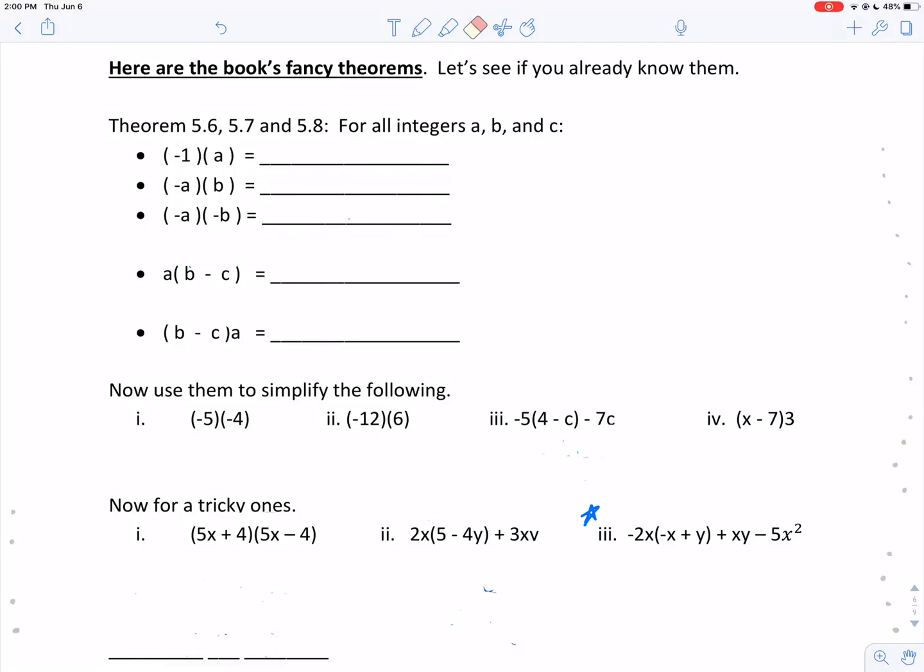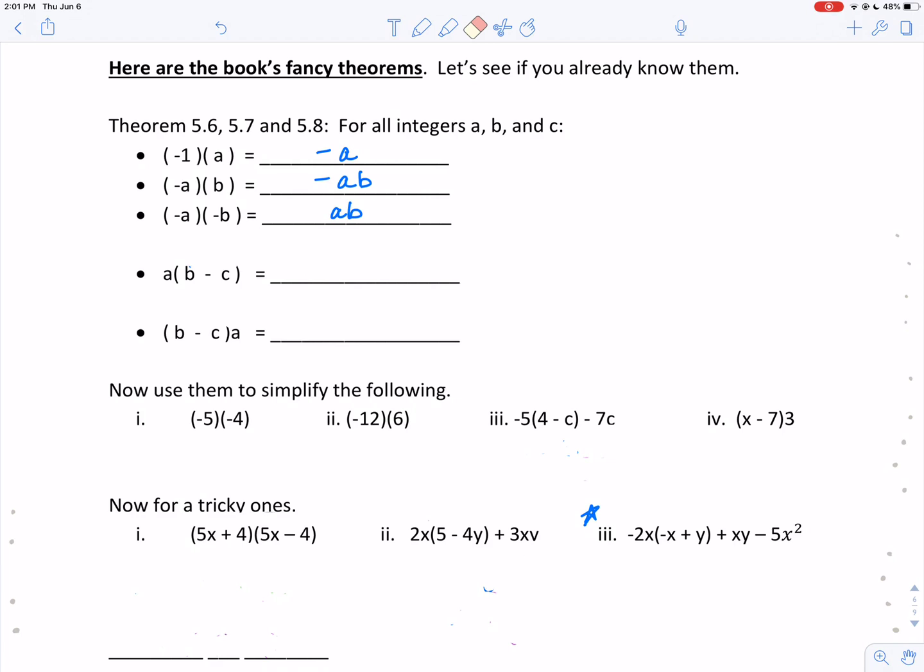In this video, we're going to look at the book's fancy theorems that you really already know and then apply them. So the first theorem says -1 times a, well, that's just going to be negative a because it has one negative. Negative a times b will be negative ab because it has one negative. Now the third one, negative a times negative b, would of course be positive ab because there's two negatives.